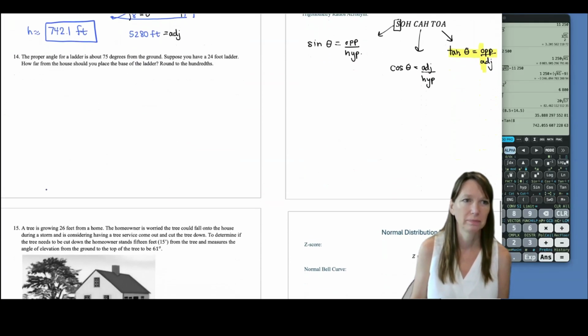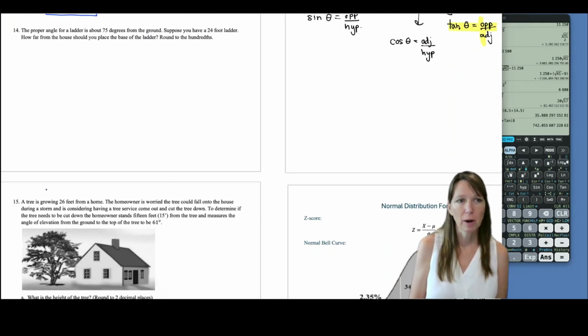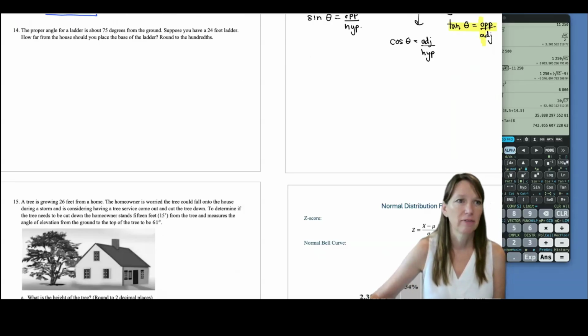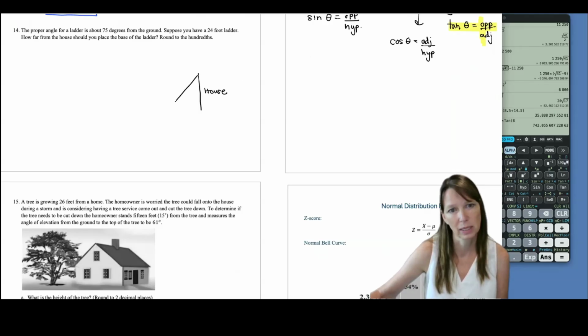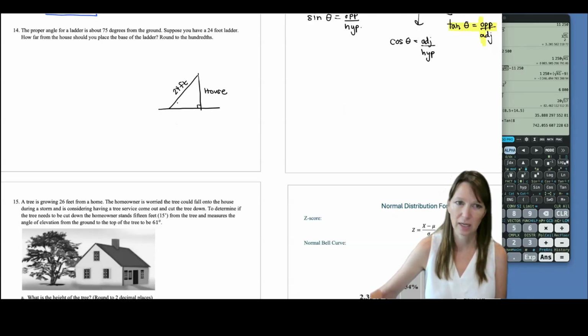Okay, moving on. Question 14. The proper angle for a ladder is about 75 degrees from the ground. So let's draw this out. And suppose you have a 24-foot ladder and you're placing it against your house. So let me place my house here. 75 degrees from the ground. Well, let's think about where I'm going to place my ladder. So I know my ladder is 24 feet. So that 75 degrees has to be on the ground, and it's not the 90 degree angle. It's going to be the other angle on the bottom because it said from the ground.